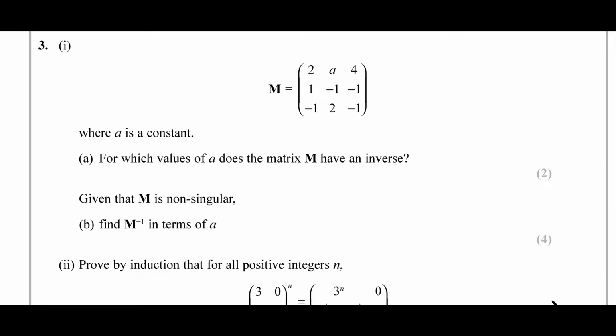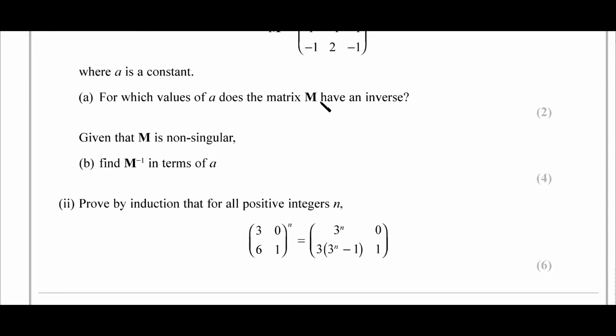(3i), we have the matrix M given as 2, a, 4; 1, -1, -1; -1, 2, -1, where a is a constant. For part A, for which value of a does the matrix M have an inverse? Well, singular matrices do not have an inverse. In other words, the determinant of M would equal 0 for a singular matrix.